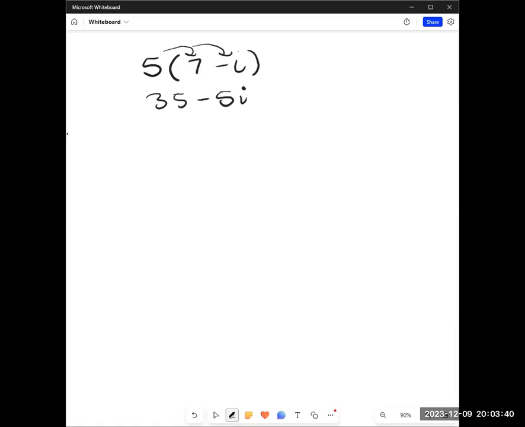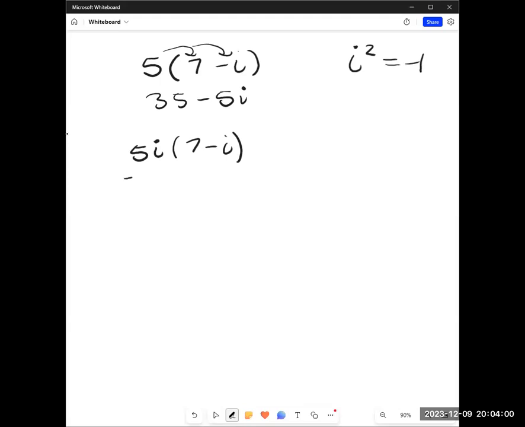Now I'm going to change the problem slightly. I'm going to make that 5i times (7 minus i) instead. So same problem, but I just added an i on the outside. We're going to need to know that when I square i, I get a -1.